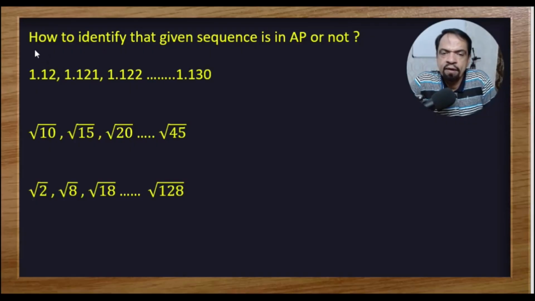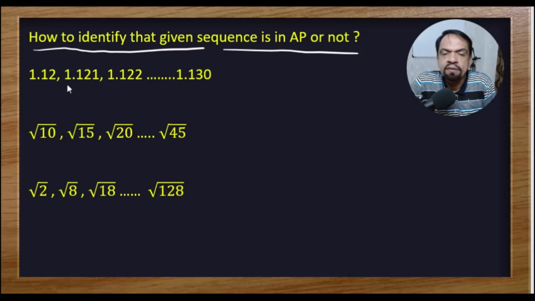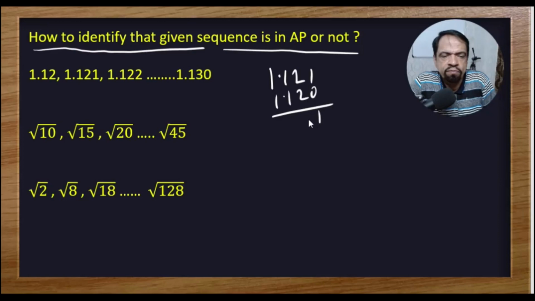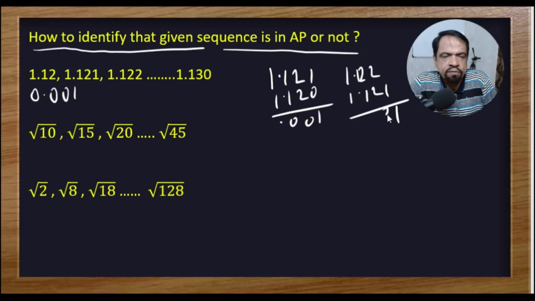Now student, next segment, how to identify that a given sequence is in AP or not. See, in this series we'll check the common difference. We'll subtract the succeeding term and the preceding term. So 1.121 minus 1.12. Let us check. 1.121 minus 1.12 means 0.001. The common difference is 0.001. Now let us check the next one. 1.122 minus 1.121. So this is also 0.001. So common difference is same. This is in AP.